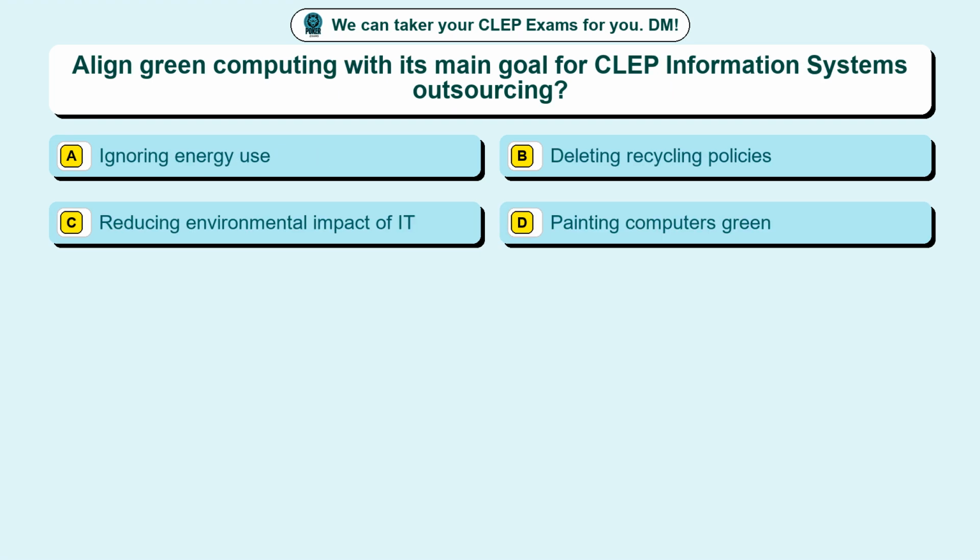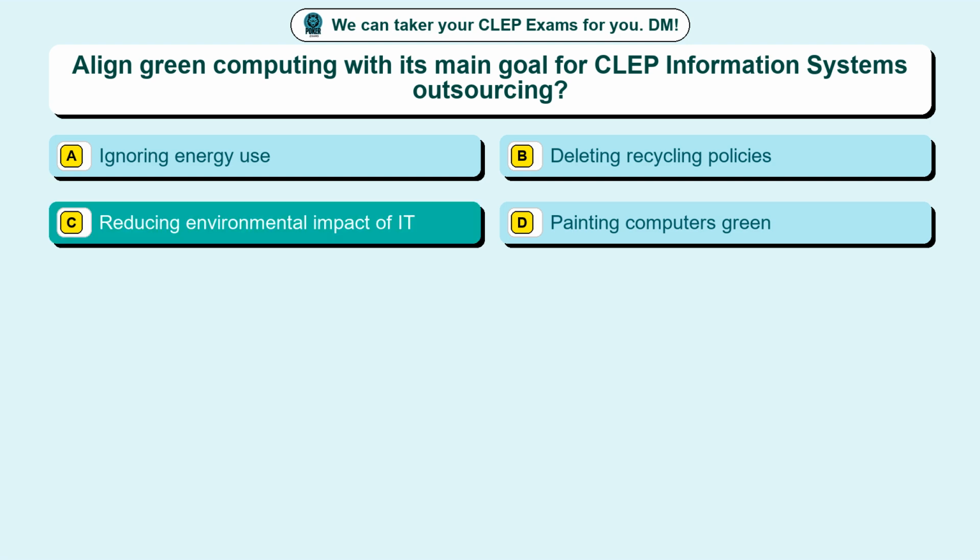Question 95. Align green computing with its main goal for CLEP Information Systems outsourcing? Option A. Ignoring energy use. Option B. Deleting recycling policies. Option C. Reducing environmental impact of IT. Option D. Painting computers green. The correct answer is option C.